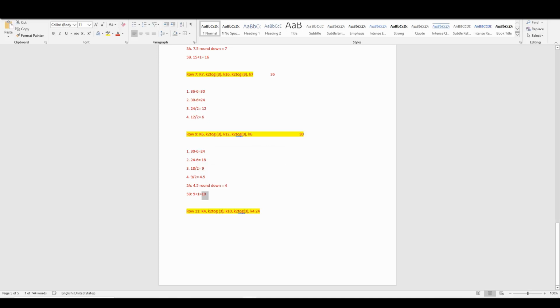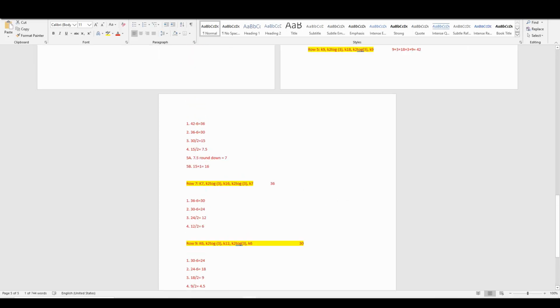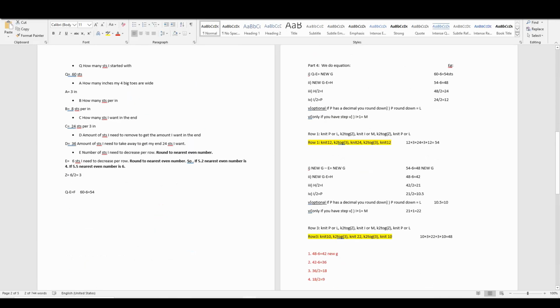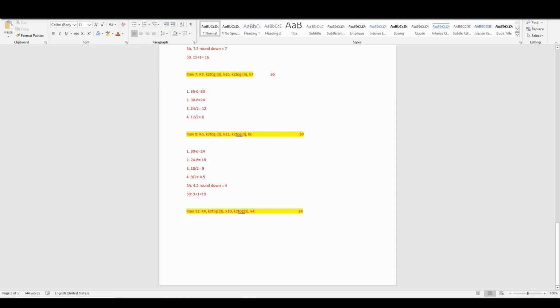And you apply it here. Row 11, knit 4, knit 2 together, times Z. Z was 3. Knit 10, knit 2 together times Z, which is 3, and then knit 4. If you add it all up, it equals our magic number, which is 24. So 24 is the number that we want. So if we go at the very top here and we look at C, how many stitches I want at the end: 24 stitches. Because that's how much I want at the end, and that's how much I have now, I know that I've done it correctly.